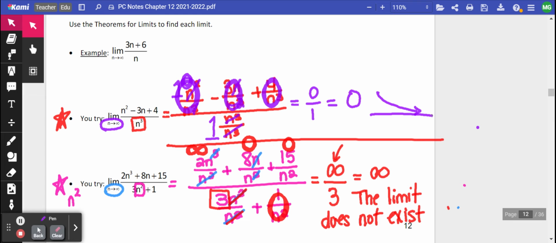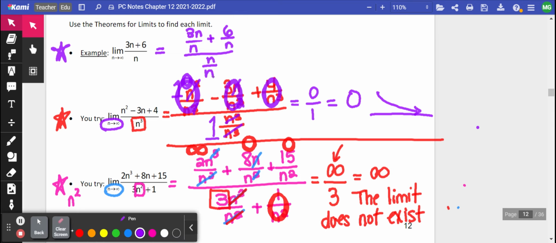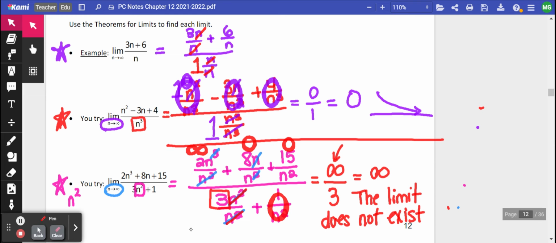Not too bad, right? Let's do the next one. The next one says 3n over n plus 6 over n. So we're going to divide everything by n: 3n over n plus 6 over n, divided by n over n. And let's start our reducing. These will cancel each other out, so we're left with 3. This down here will reduce to 1. And we can't do anything with the 6 over n.